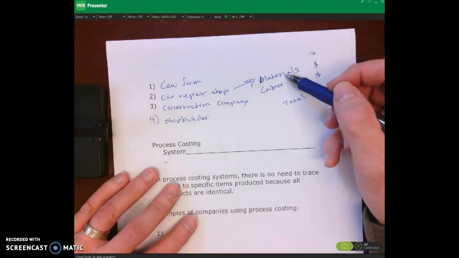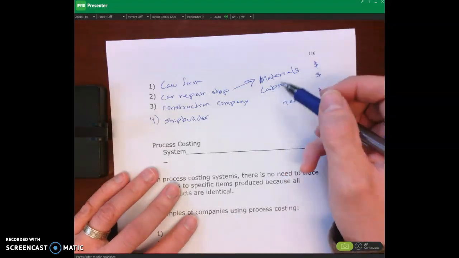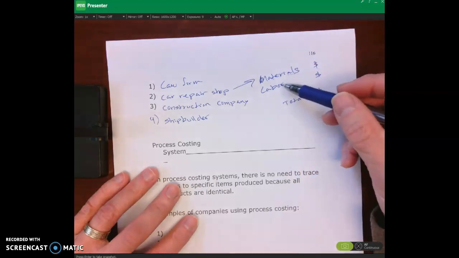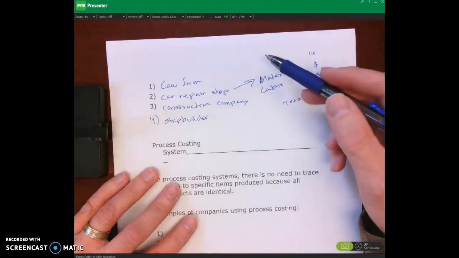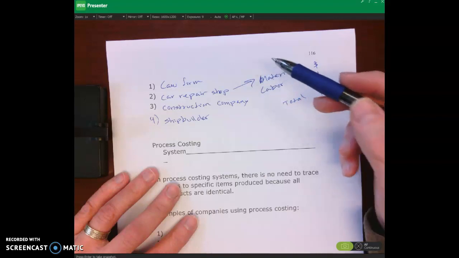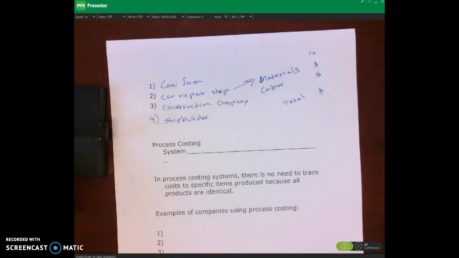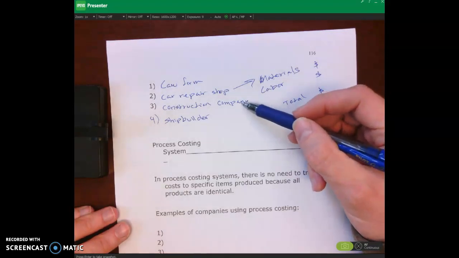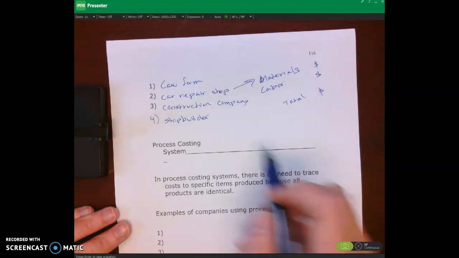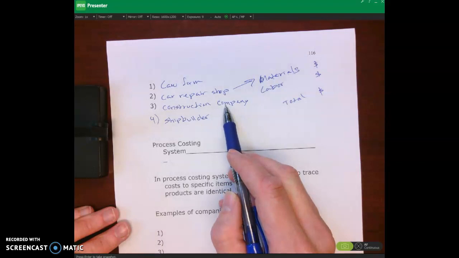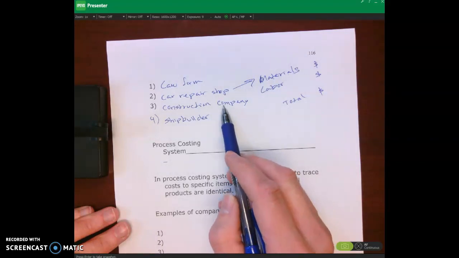How do they track the costs? They track the costs by fixing your car. They're tracking the materials and the labor for fixing your car. Your car is the job. So a job is just a fancy way of saying what we're going to track costs by. How are we going to track costs? We're going to track it by the job. In the context of a construction company, here at UMW we're renovating some dorms. The job would be the renovation of Virginia Hall. That would be a job for a construction company.